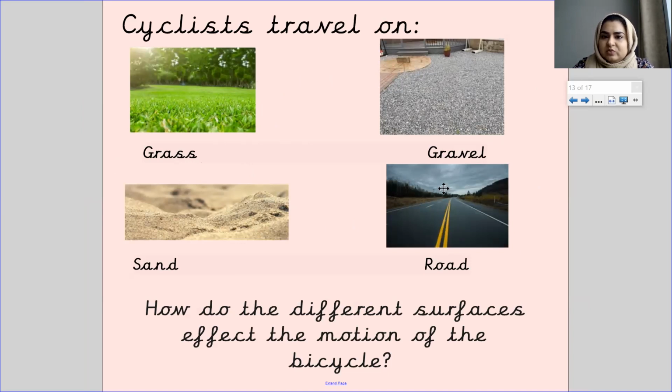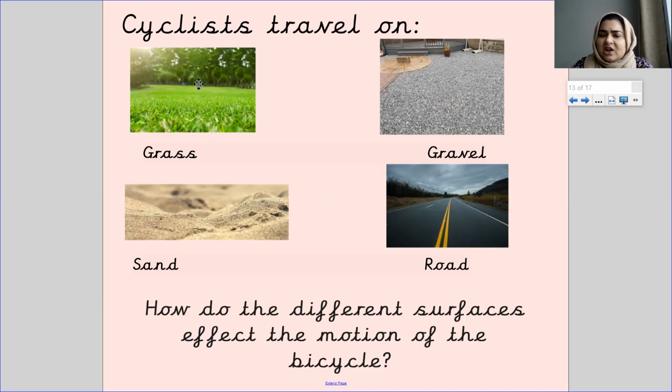What do you think the motion would be when a cyclist is riding on these surfaces? Will it slow down or speed up? Slow down or speed up? So look at all these and discuss with your teddy whether the bike will slow down or speed up. You can also use your own experiences of when you have ridden a bike.